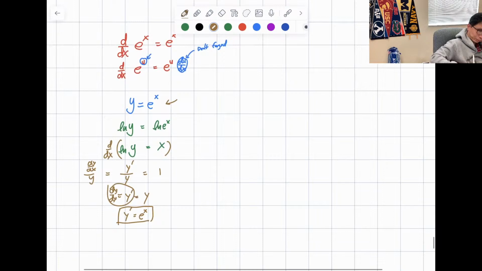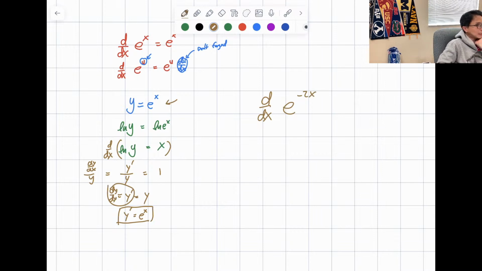Okay, let's try one. Let's try something that's relatively easy. What's the derivative of e to the negative 2x? Don't show your answer, please. I want everybody to make sure. I won't call on you if I think that you don't know it. What's the derivative of e to the negative 2x?